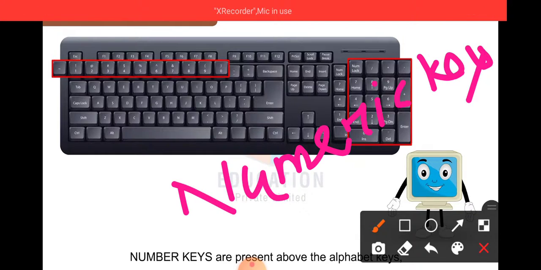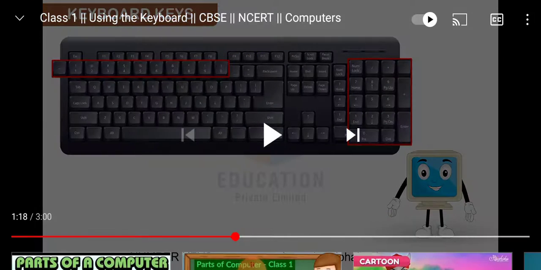Okay students, then these are marked as 0 to 9 in numbers. There are two types of number keys, one on the top of the alphabet keys, this one, and another on the right side of the keyboard, this one. These keys are used to do our math work. So then we go for the arrow keys.